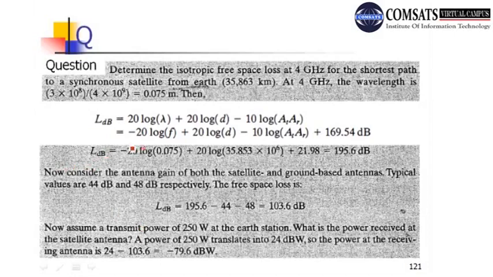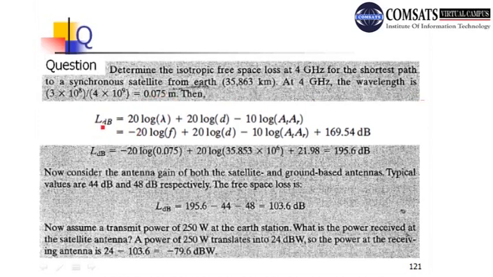We have to find the isotropic free space loss at frequency 4 gigahertz for the shortest path to a synchronous satellite from Earth, and this satellite is at a distance of 35,86 kilometer. At 4 gigahertz, the wavelength is calculated with c = 3 into 10 raised to power 8, using the formula c is equal to f times lambda.